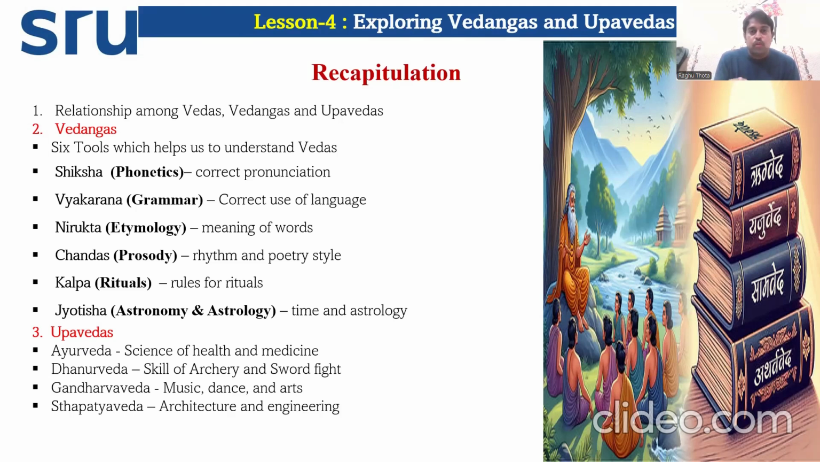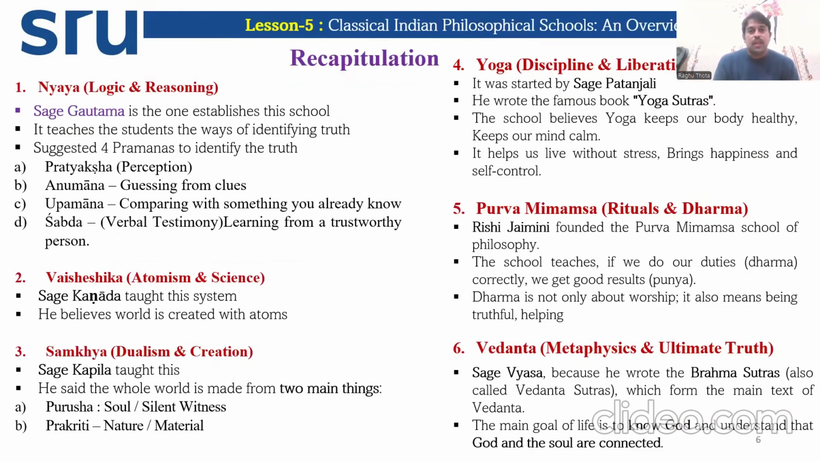It is in brief about lesson number 4, exploring Vedangas and Upavedas. Lesson number 5, classical Indian philosophical schools. An overview. There were 6 schools proposed by our ancestors during ancient India. Every school has its own significance.